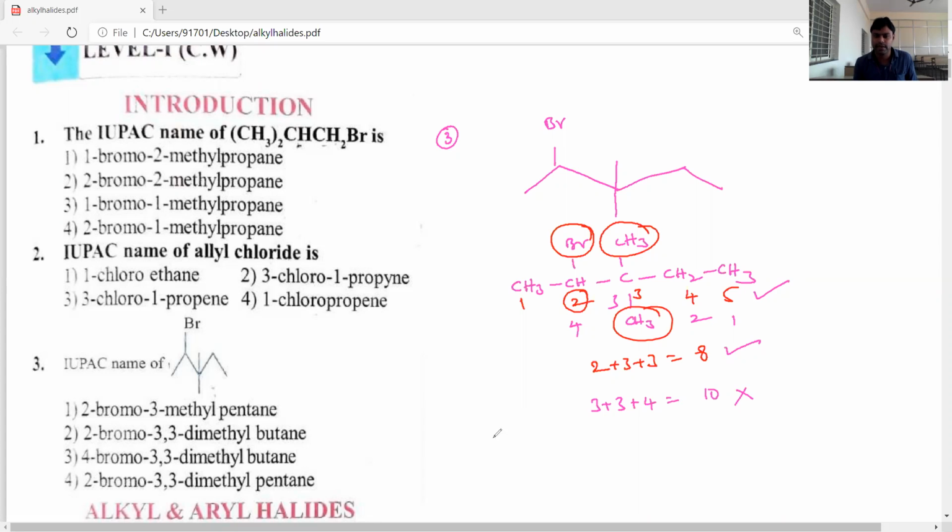Then its correct IUPAC nomenclature is 2-bromo-3,3-dimethylpentane. 2-bromo-3,3-dimethylpentane. So the answer is the fourth option.